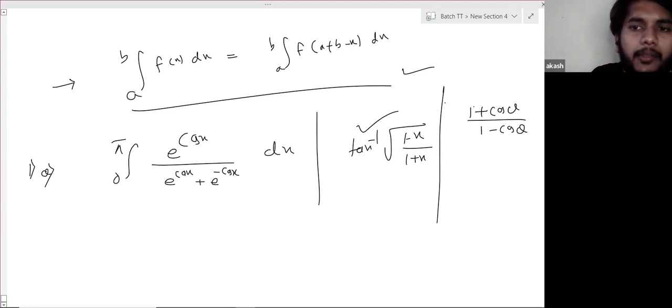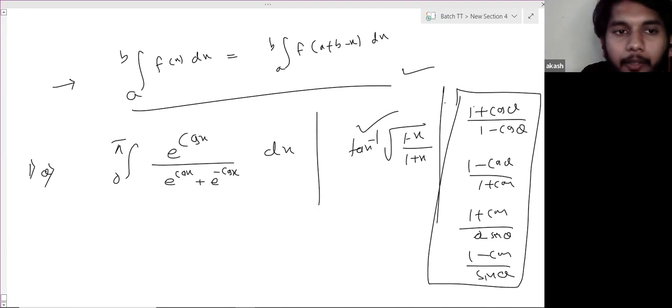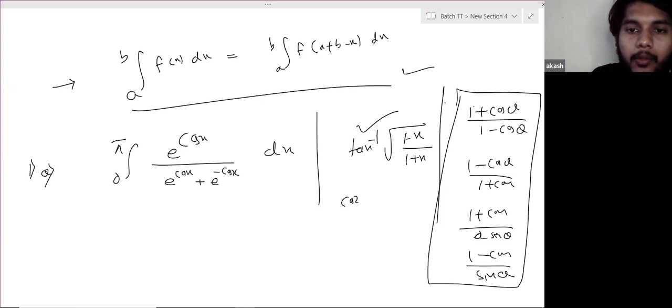1 plus cos theta, 1 minus cos theta, 1 minus cos theta, 1 plus cos theta. All right, 1 plus cos theta upon sin theta, 1 minus cos theta upon sin theta. All of this uses the same identity of trigonometry. And which is the identity? Cos 2 theta is 2 cos square theta minus 1. So if I take this minus 1 to this side, 1 plus cos 2 theta is 2 cos square theta.